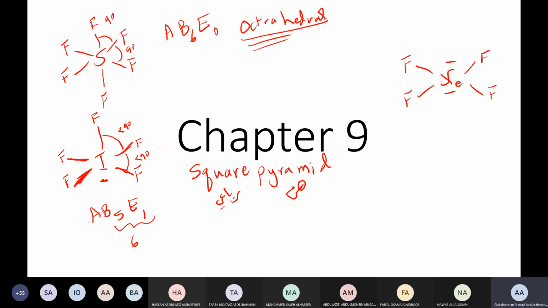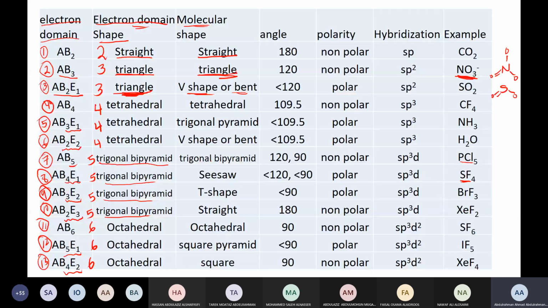Very good. What's the electron domain for XeF4? AB4E2. What's the total? 6. What's the name of the electron domain? Octahedral. But what are you going to see? Only a square, exactly. The electrons are from the top and from the bottom. So what will be the angle? Exactly 90, not less, because of the pressure from both sides. Is this clear? All of this is available in this table. You have to memorize it. We talked about electron domain shape, molecular shape, the angle, and the example.